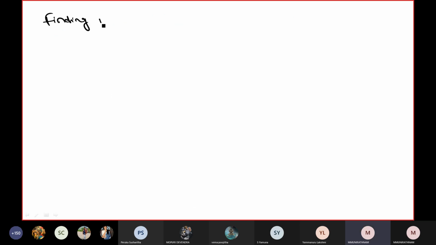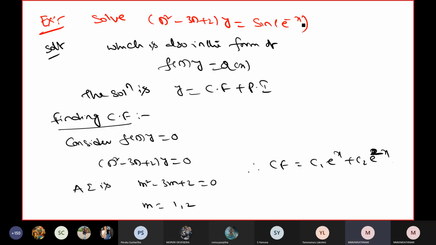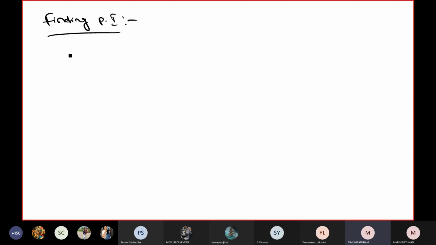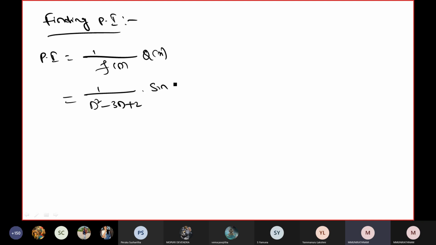Our Q(x) is sin(e^(−x)), which is other than our 5 methods. So that's why you go by the general method. In the general method, the PI is 1/f(D) Q(x), that is 1/(D² − 3D + 2) sin(e^(−x)).